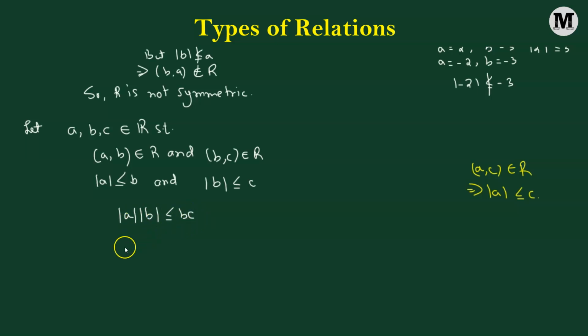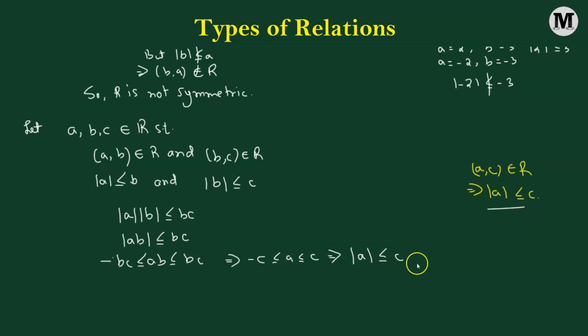Now absolute value of A times absolute value of B is simply absolute value of AB, less than or equal to BC. Fine. Now we can expand this inequality and rewrite it as: AB lies between negative BC and positive BC. Now we can divide throughout by B, assuming B is positive. So this means that we have negative C less than or equal to A less than or equal to C. Or in other words, we can combine this inequality and rewrite it as absolute value of A is less than or equal to C.